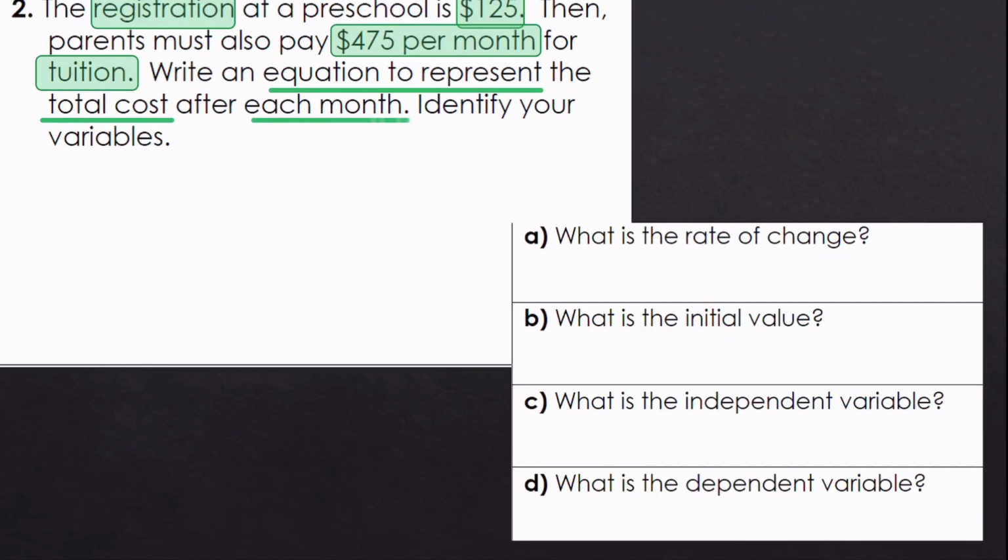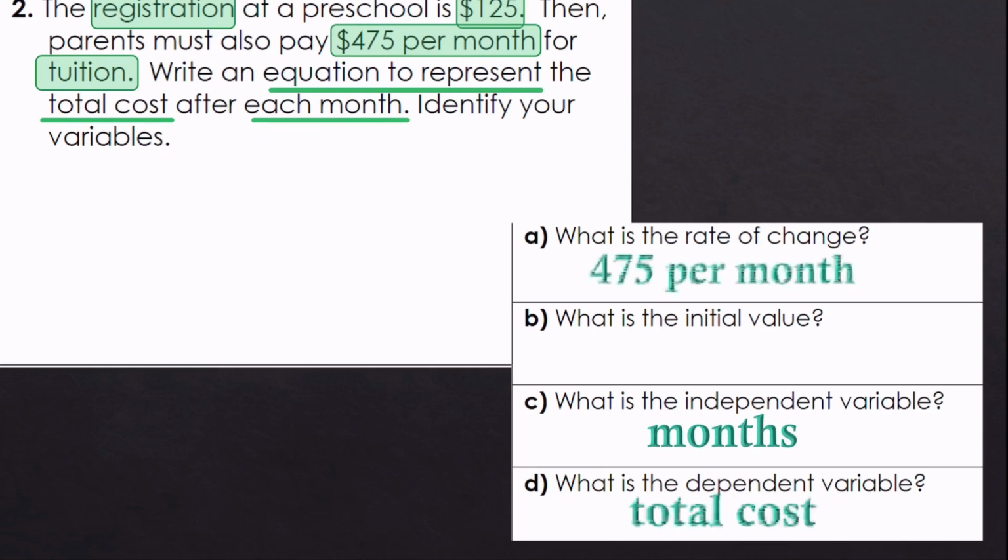So let's go identify our variables. I think that's what we need to do first. So my independent variable, what is going to change? I'm writing an equation for my total cost. Well, what does my total cost depend on? My total cost is going to depend on the number of months. If a student isn't enrolled each month, the price is going to change. Therefore, my dependent is total cost. Well, what is the rate at which it's changing? $475 per month.